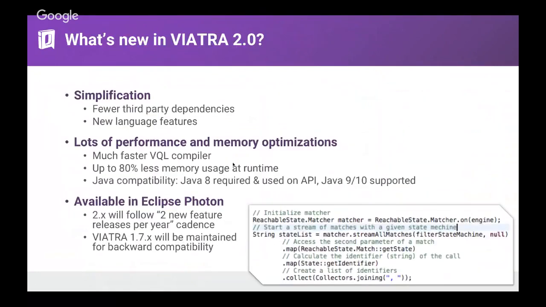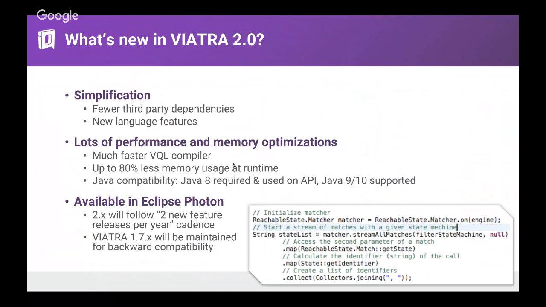So now, after this introduction, I'm going to talk a little bit about what's new in this version 2.0 of VIATRA, which, as we said, came out today with the release of Eclipse Photon. Basically, version 2.0 marks a very important milestone in the life of this project, because up until now, we've been producing the 1.x series. I think the latest version of that series was VIATRA 1.7.